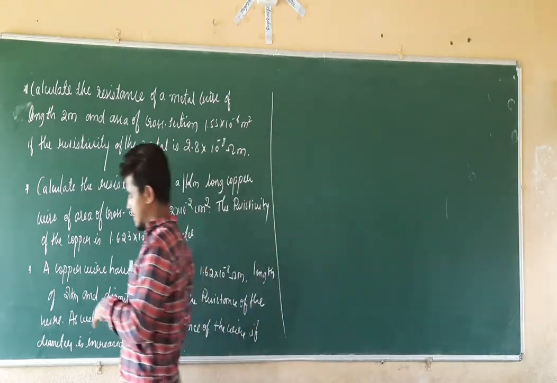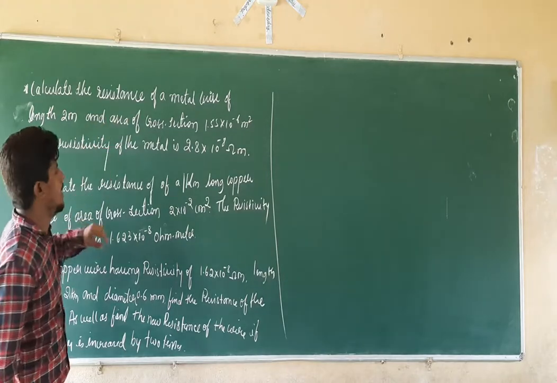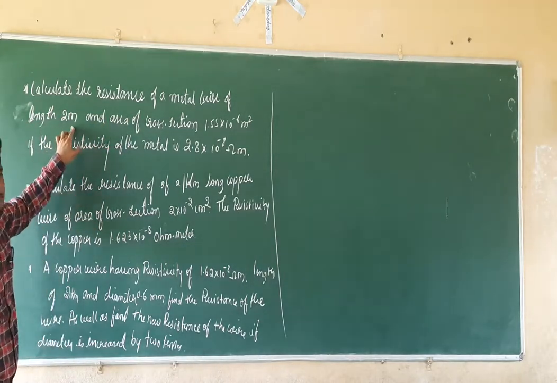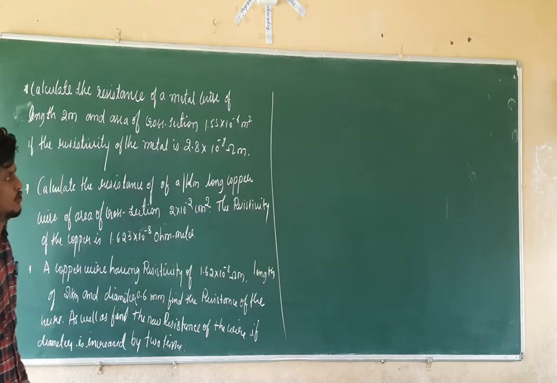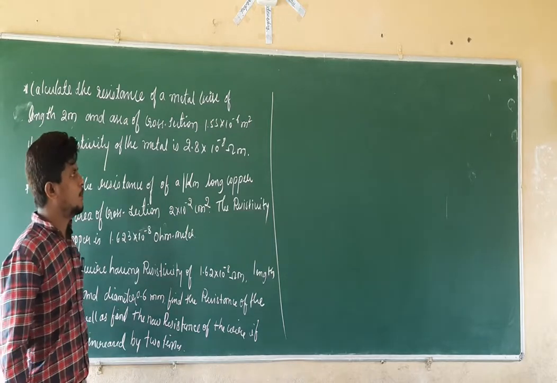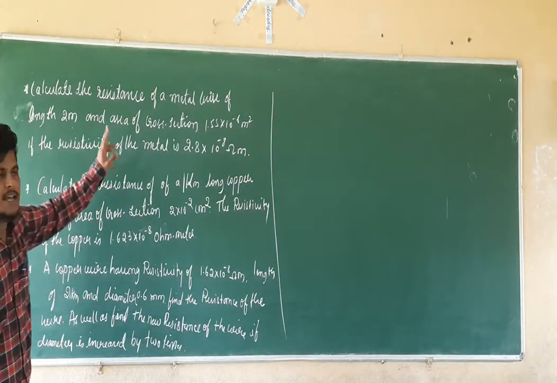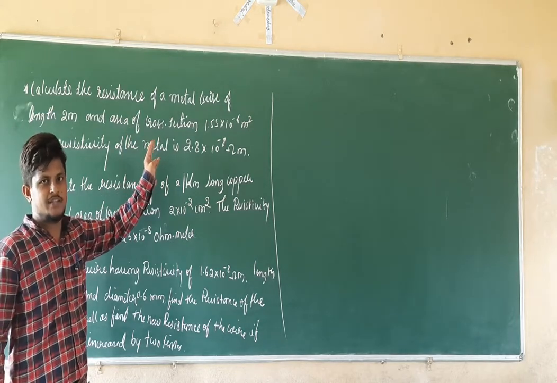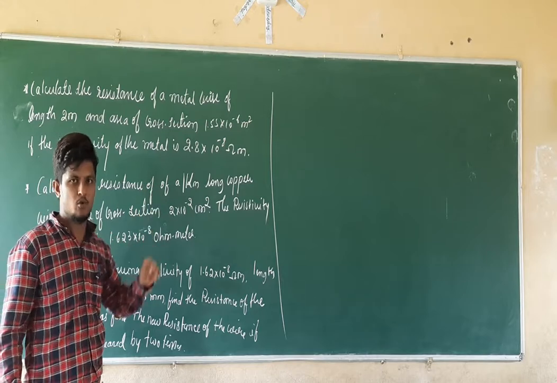The first problem states: calculate the resistance of a metal wire of length 2 meter and area of cross section equal to 1.55 into 10 raised to minus 6 meter square, if the resistivity of the metal is 2.8 into 10 raised to minus 8 ohm meters. It is one of the exam problems asked in the 2016 question paper. You have to solve this question, which is for 2 marks.